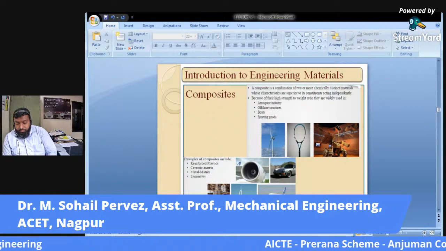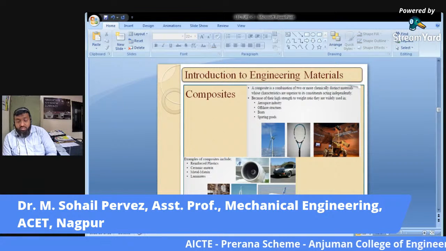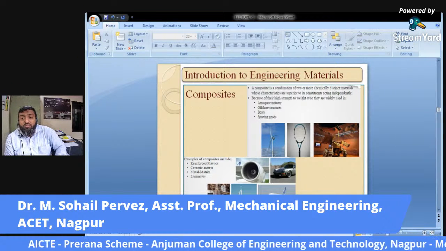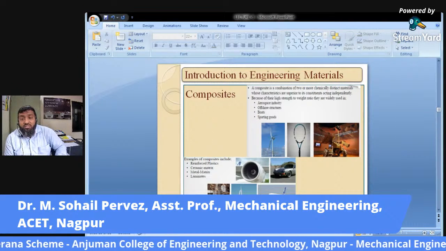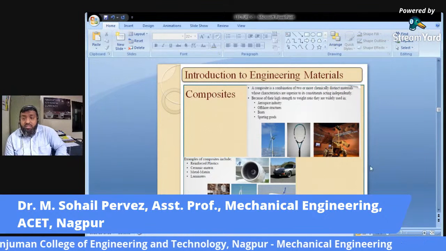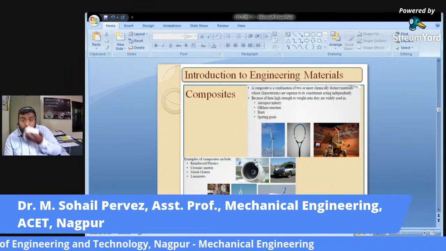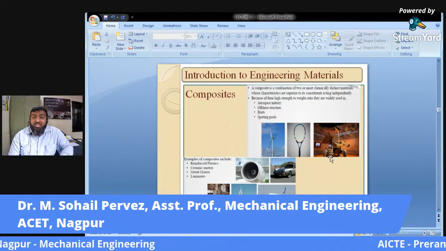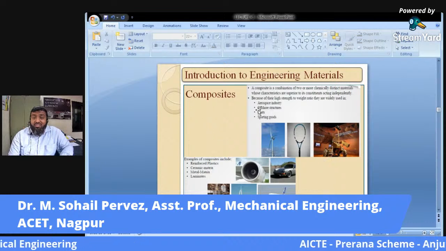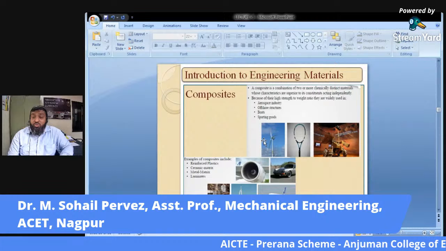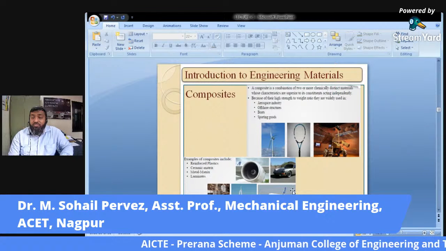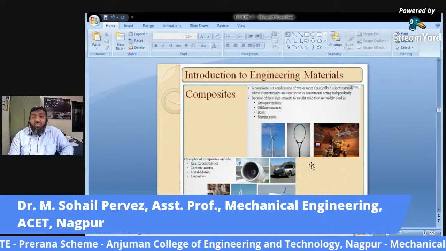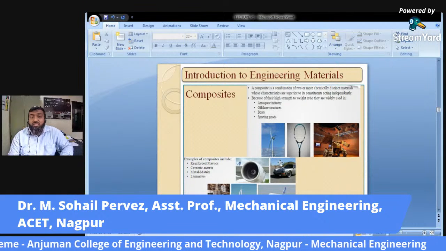This is how things are. Aerospace industry, offshore structures, it is quite visible from the photographs shown in this PPT itself, how it is being used. Boats, definitely, and sporting goods. So composites are everywhere now.